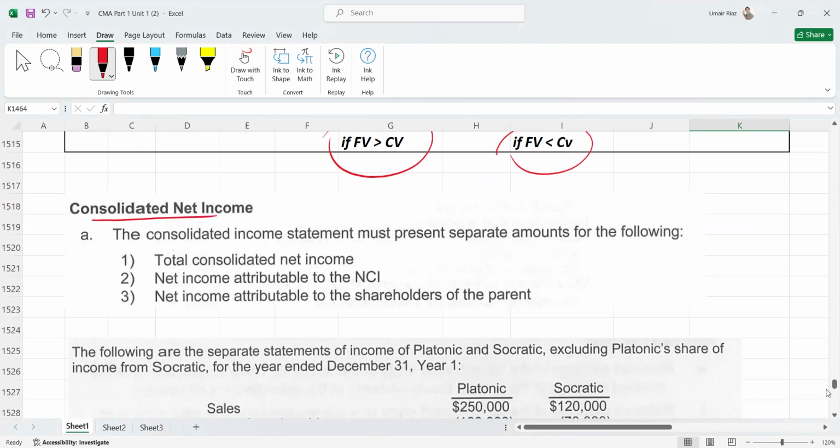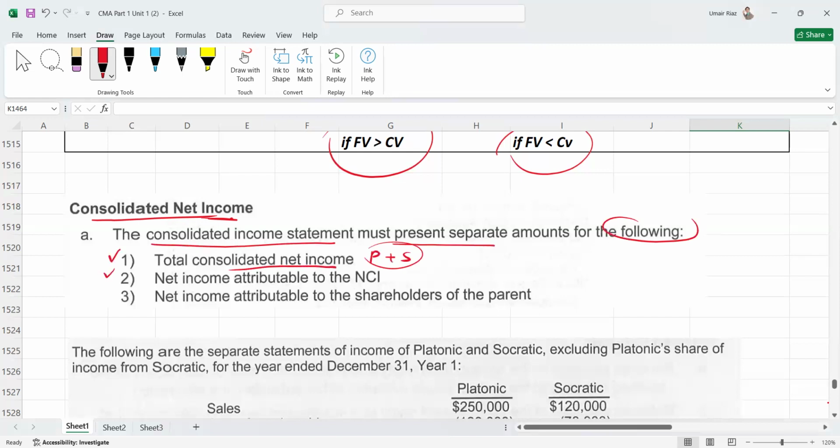Please remember, whenever you prepare consolidated net income, you will obviously get this net income in the income statement, right or wrong? I'll show you the calculation also, don't worry. When you prepare the consolidated income statement, you must present separate amounts for the following. Number one, you have to show three things separately. You have to show total consolidated net income, which will include the net income of parent plus subsidiary, right?